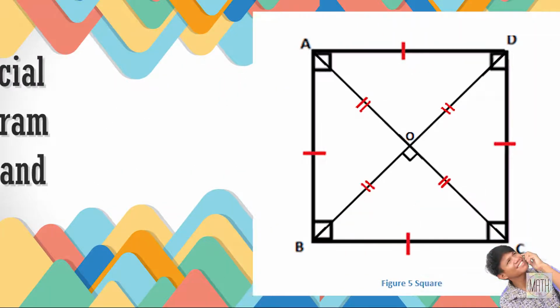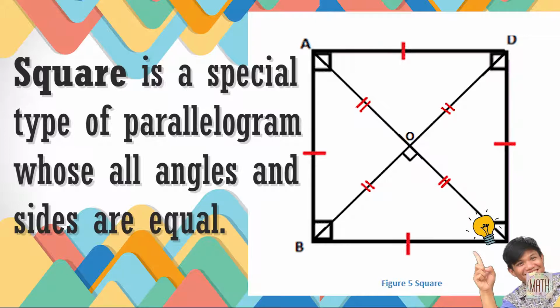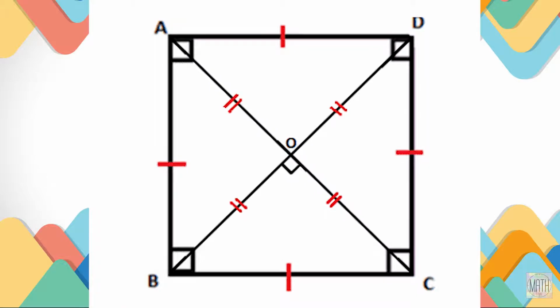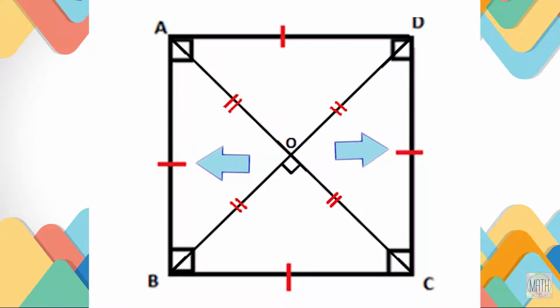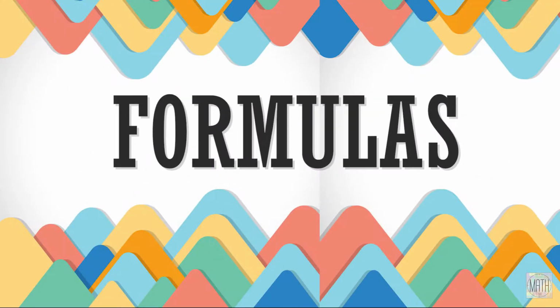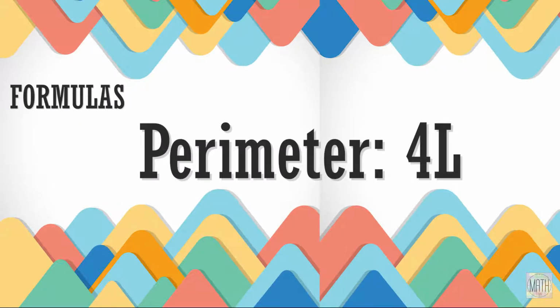Let's proceed to the third one, the square. A square is a special type of parallelogram whose angles and sides are all equal. All sides and angles are congruent. Opposite sides are parallel to each other. The diagonals are congruent. The diagonals are perpendicular and bisect each other. And don't forget its formulas. Area is equal to length squared. Perimeter is equal to 4 times length.